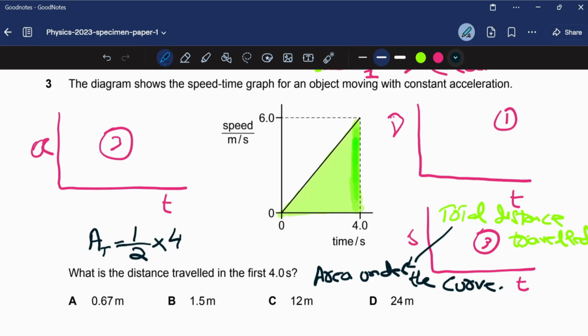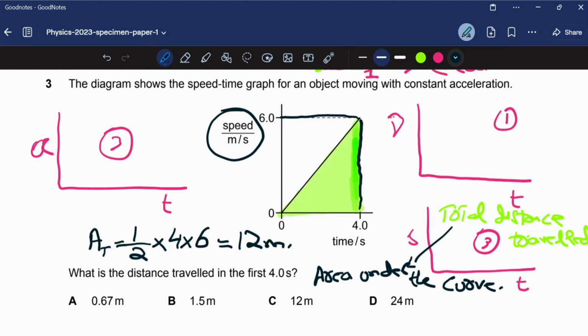Make sure you keep the unit consistent, okay? If the time is in minutes, you have to convert it into seconds. Then only you are going to get the speed in meters per second. So half into base into height, so the base is 4 seconds and the height is 6 meters per second. Okay, so half times 4 times 6. 6 4s are 24, and 24 by 2 is 12 meters.